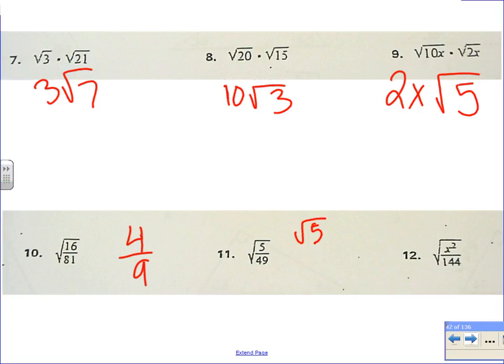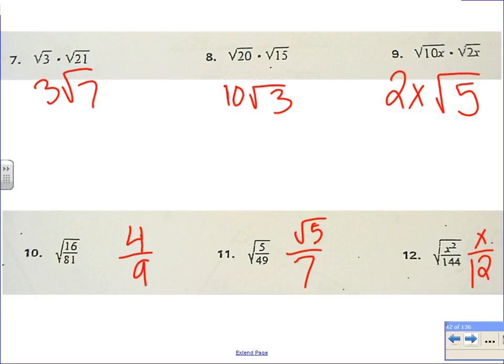Good. Square root of 5 over 7. And number 12, Drew? You said square root of x over 12? You're close. Grace? Good. Should be x over 12 because x squared and 44 are both perfect squares. So square root each of them and then leave them like that. Neil? No. There's no square root sign. Yeah, we already took the square root of it.